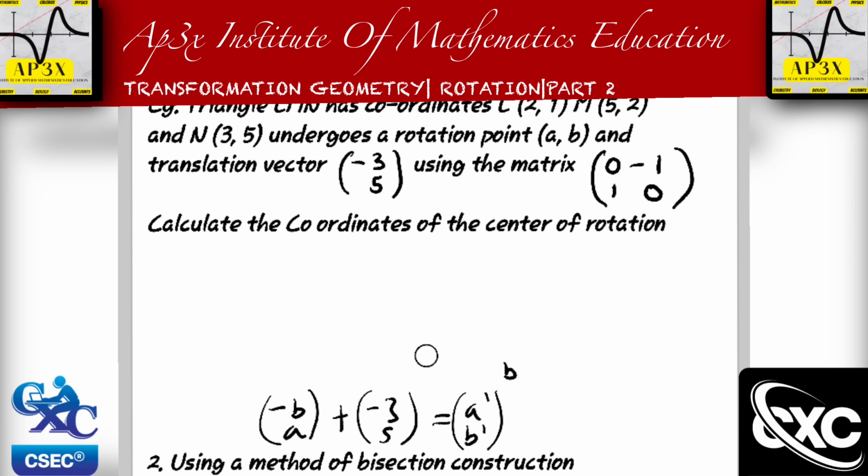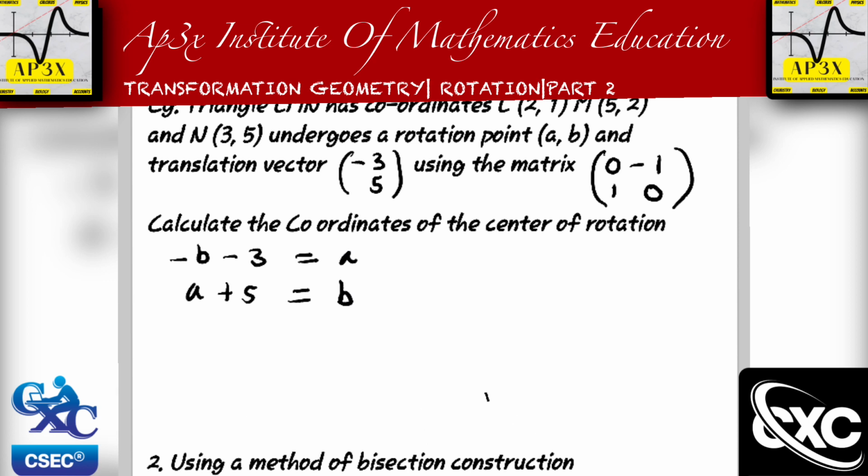Now we end up with matrices that we have to add. So we're going to add negative B to negative 3, and we're going to end up with negative B minus 3, and we're going to equate the matrix to, say here, A prime, B prime. So we're going to call this A here, and then we're going to go down at the bottom here. I'm going to say A plus 5, that is A plus 5, and that's going to be equal to, say here, B. So now we end up with what is known here as a pair of simultaneous equations.